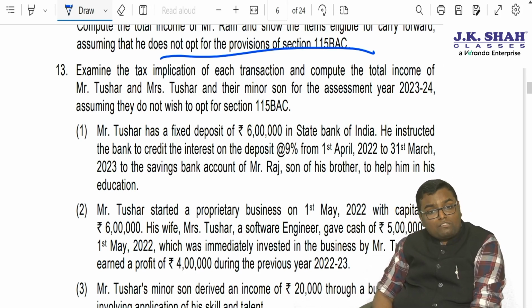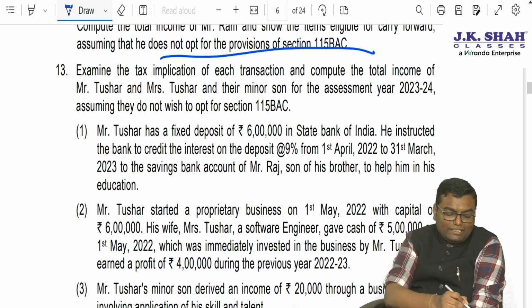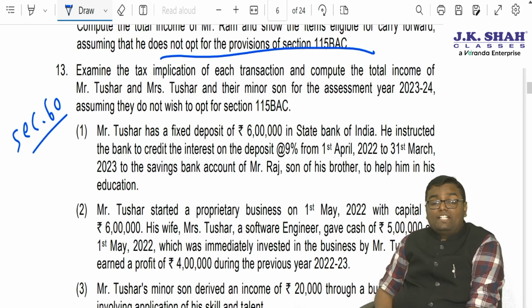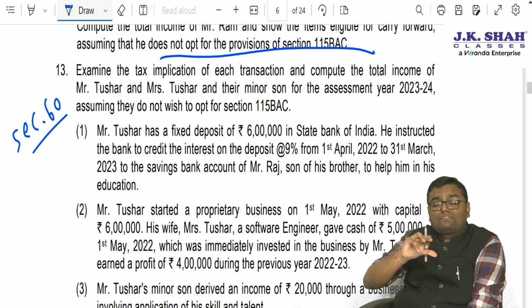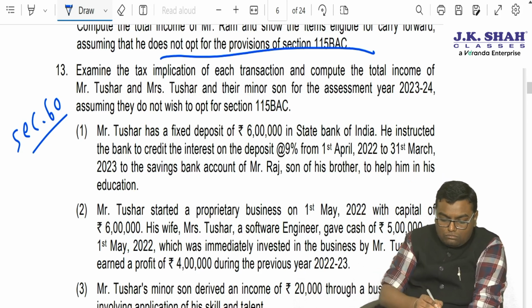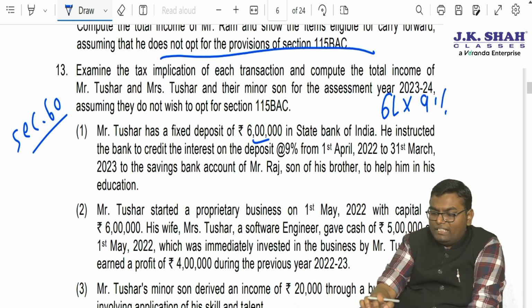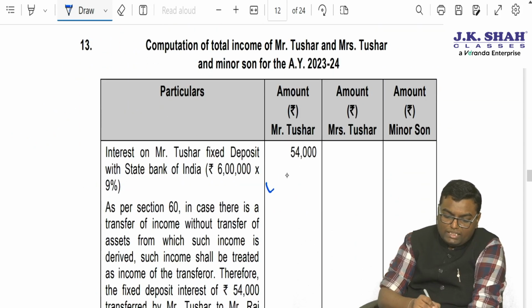Mr. Tushar has a fixed deposit of 6 lakh in State Bank of India. He instructed the bank to credit the interest on the deposit at the rate of 9% to the saving account of Mr. Raj, son of his brother, to help him in his education. Module adjustment only. Section 60. Whenever you don't transfer the asset, but you transfer the income, even the income will be clubbed in your hands only, as per section 60. So 6 lakh rupees of FD multiplied by 9% interest. So this FD interest will be taxable to Mr. Tushar only, 54,000.